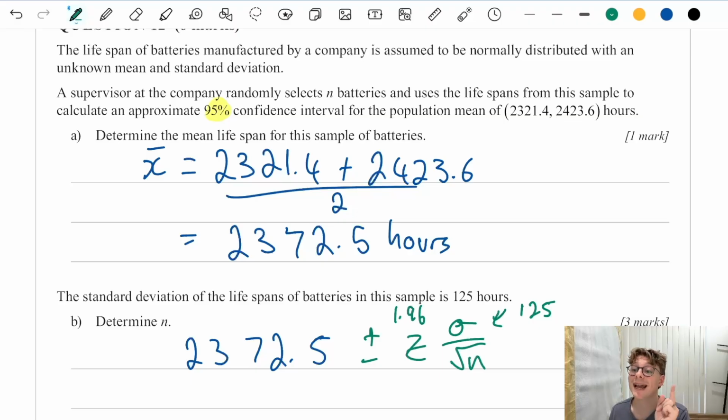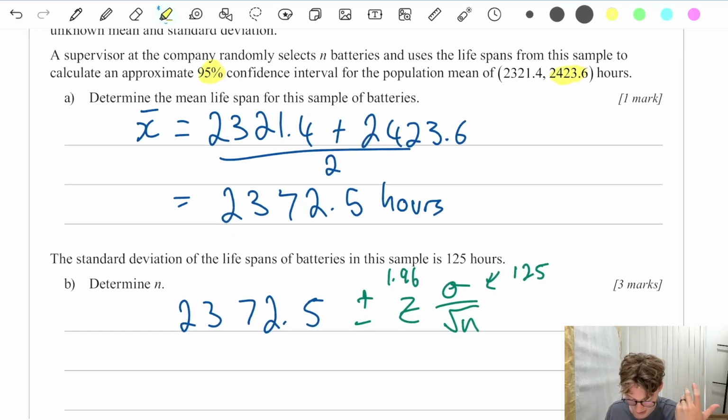I know if I add my z-score times my standard deviation divided by the square root of n, I'm going to get the answer for the upper part of my confidence interval, which is 2423.6. If I subtract, I get the answer for the lower bound of my confidence interval, which is 2321.4. Both should give the same answer. I like to add things. I just feel like it's easier if you have to rearrange. So I'm just going to do the upper bound. You should get the same answer for n no matter which way you do it.